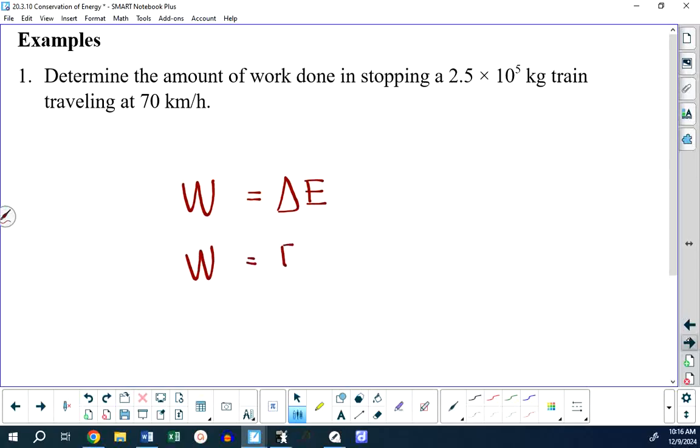So this is the final energy minus the initial energy. Are we going to assume that this train is coming to a stop on a ramp? No. We're going to assume it's on a horizontal surface, which means potential energy doesn't fit in here. This is all about kinetic energy. The initial energy is kinetic, and we can say the final is kinetic, but really the final is going to be 0.